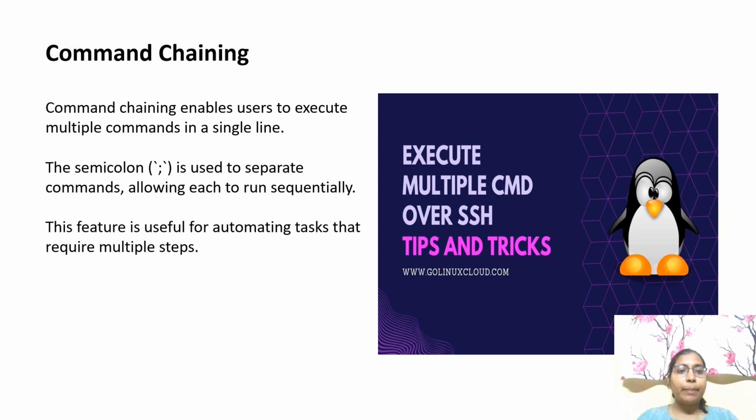Command chaining. Command chaining enables users to execute multiple commands in a single line. The semicolon is used to separate commands, allowing each to run sequentially. This feature is useful for automating tasks that require multiple steps.